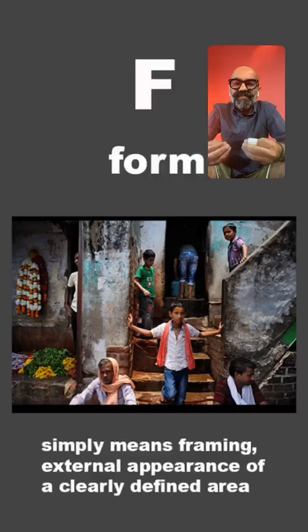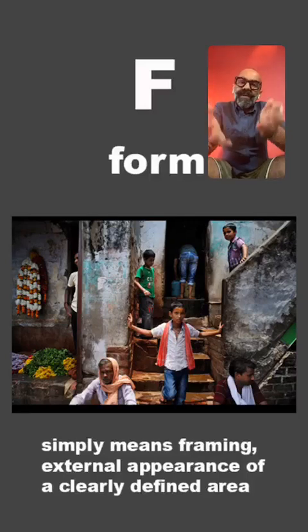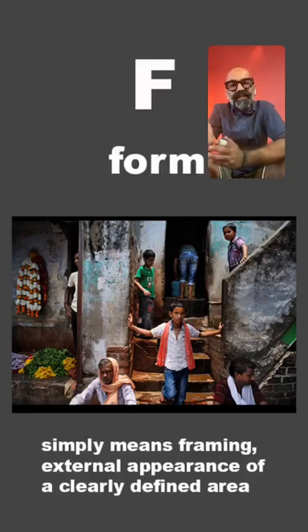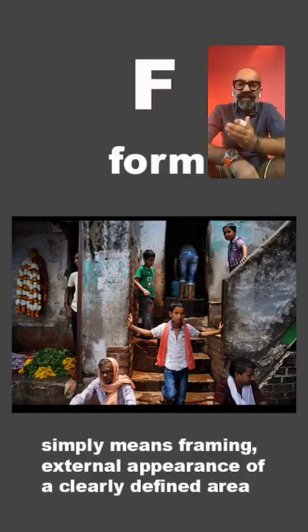It simply means framing, external appearance of a clearly defined area. It also can be related to composition. Form is when we look at a picture, it needs a balance. How our eye moves in the frame, left to right, right to left, and how it sticks into the center.